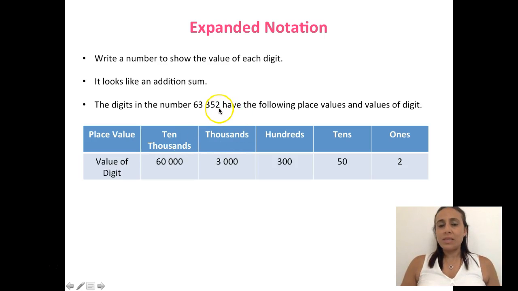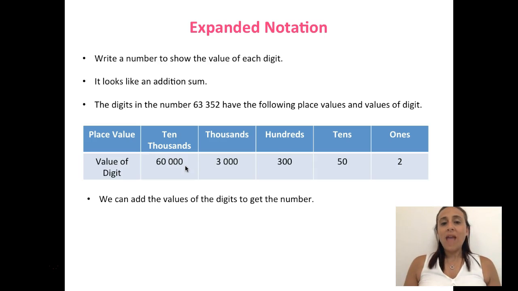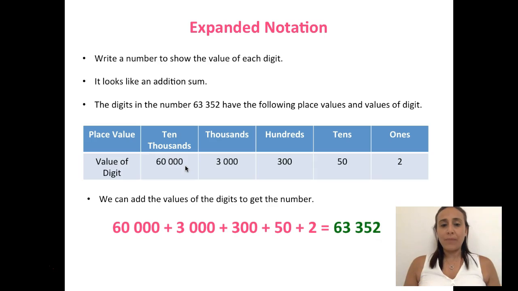The 2 in this number, 63,352, actually has the value of 2. The 5, because it's in the tens column, actually represents 50. The 3, because it's in the hundreds column, actually represents 300. The following 3 in the thousands column actually represents 3,000, and the 6 in the tens of thousands column actually represents 60,000. We can add the values of the digits to get the number.